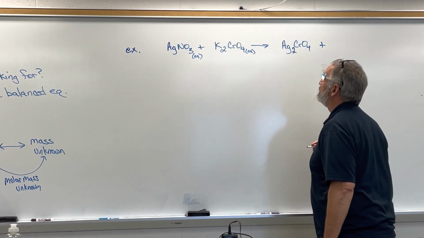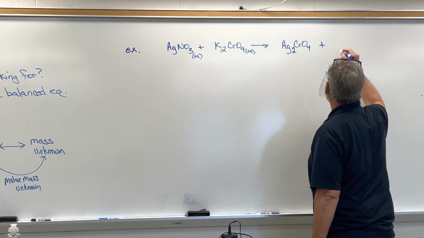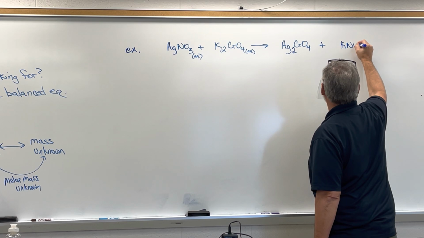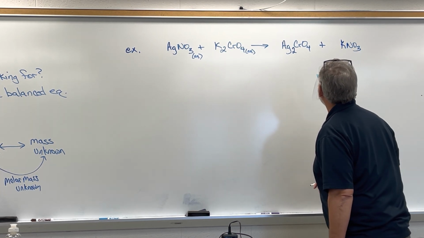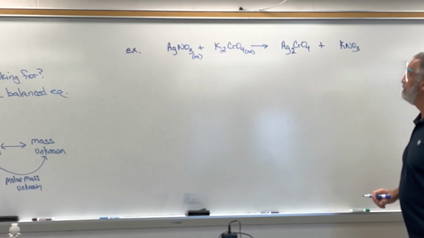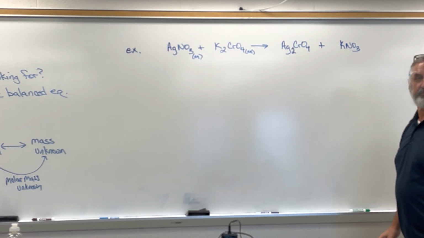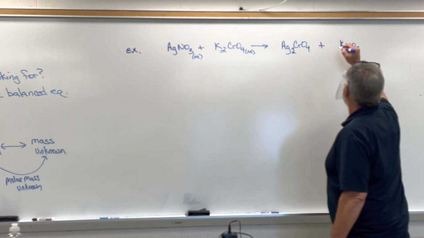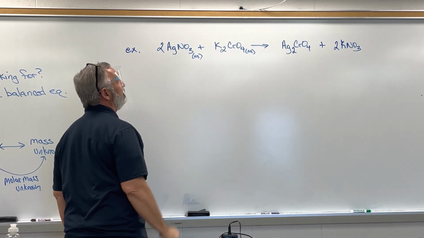what? KNO3, and again we have to balance the charge. What's the charge on K? What's the charge on NO3? -1. Okay? So I have to balance this. 2 in front of the AgNO3, 2 here for K, and a 2 there, right?